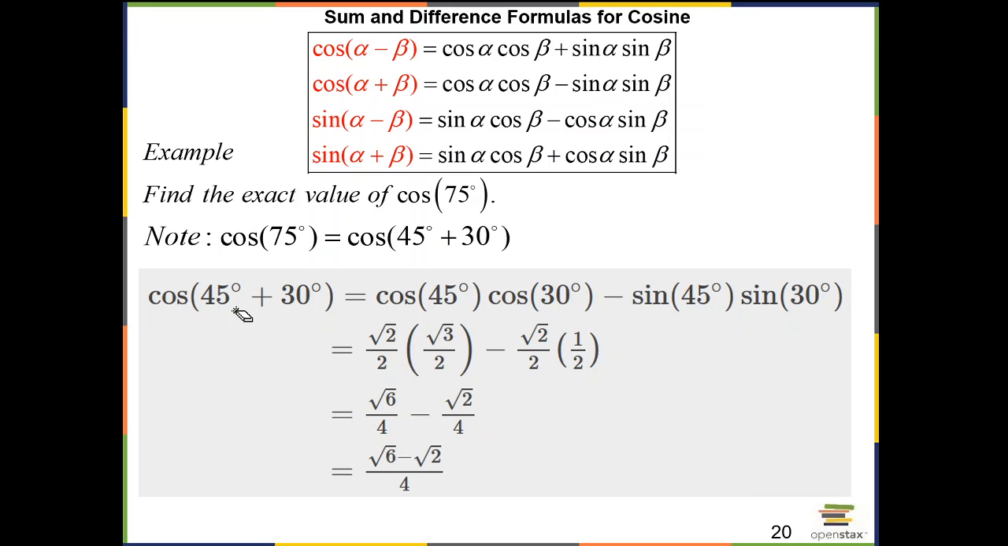So that's the exact answer for that. Now, of course, if you put this in the calculator, you get a decimal answer. That's not what we want. We want to practice using these formulas and get the exact answer, right?